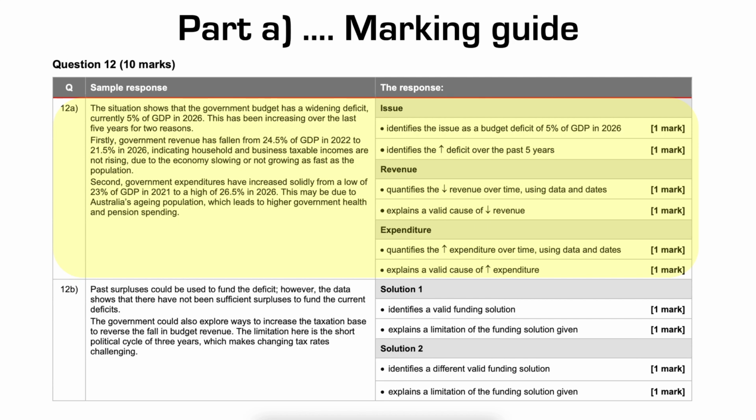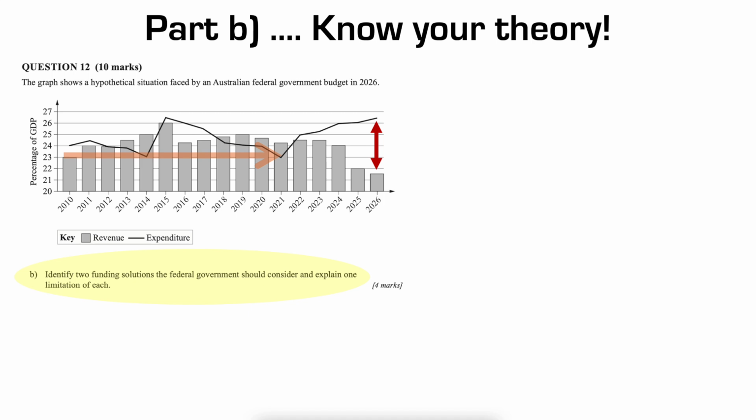Like I said, I like this question. Quick pause, we'll head on to the next section. Given that you've all got a really great handle on fiscal policy, I'd reckon that part B is some really easy marks for you. Identify 2 funding solutions to the federal government and explain 1 limitation of each. We can see there it's worth 4 marks, so each solution and each explanation would receive 1 mark each.